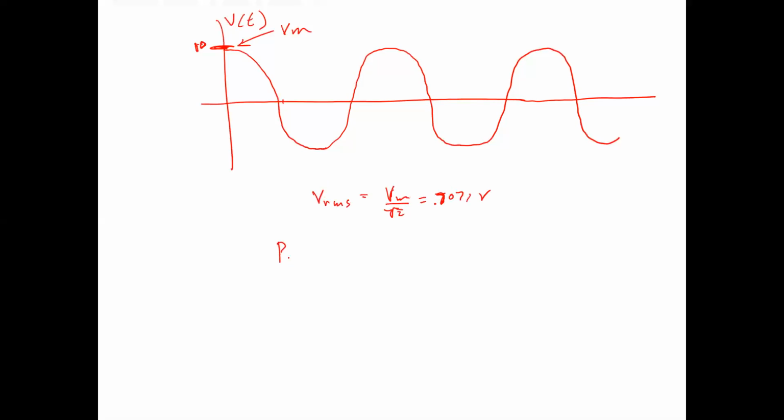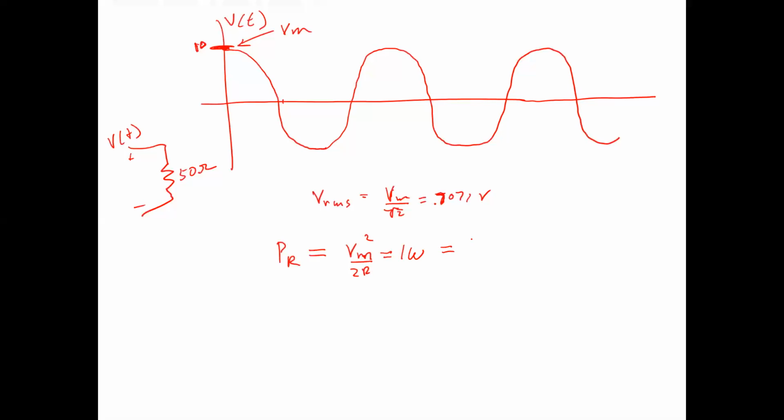And so P_R, and suppose it was going into a 50 ohm resistor, the P resistor is going to be Vm squared over 2R. In this case, Vm is 10, so it's 100 over 2 times 50, which is going to equal 1 watt.